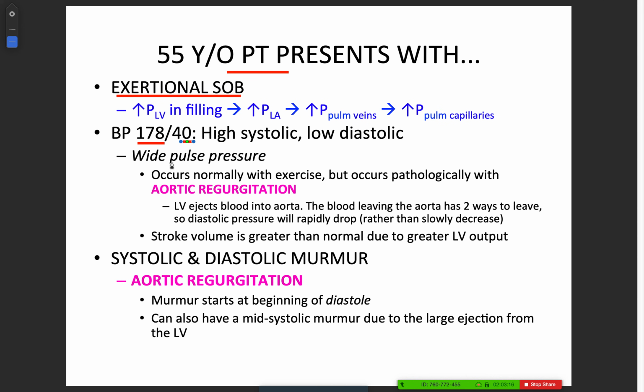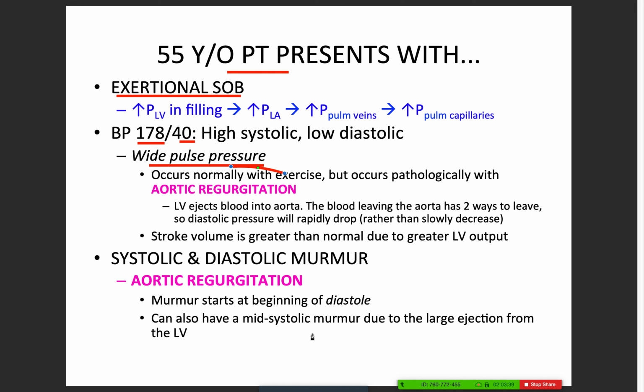Excellent. Yes, regurgitation. That wide pulse pressure, there's really nothing else that's going to do that for us. There's really nothing else that gives us a high systolic and low diastolic aside from aortic regurg. Great. And so that's going to be our diagnosis here. Aortic regurg is going to be that early diastolic murmur. We always hear it described that way.